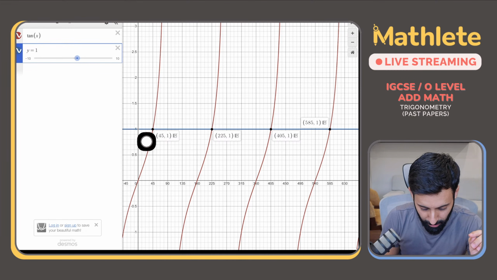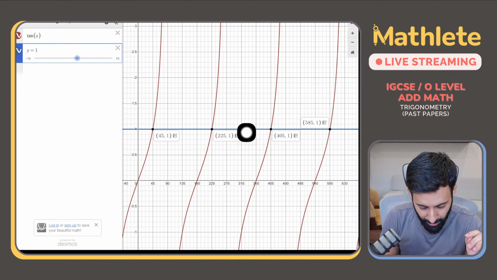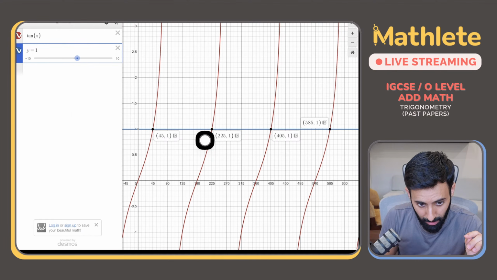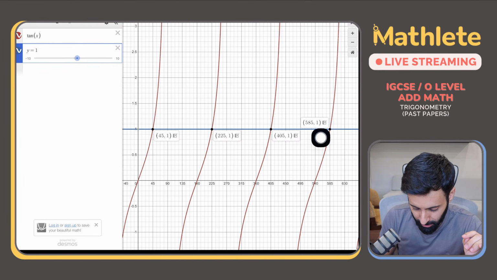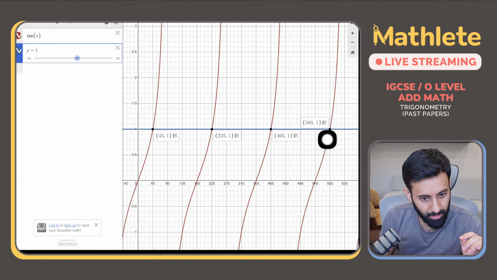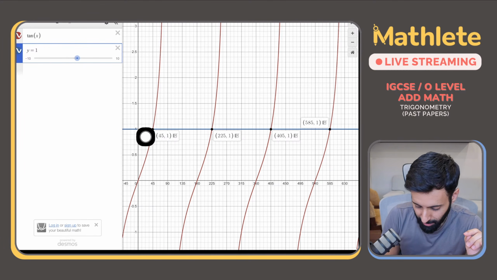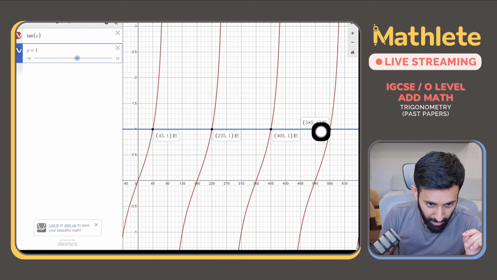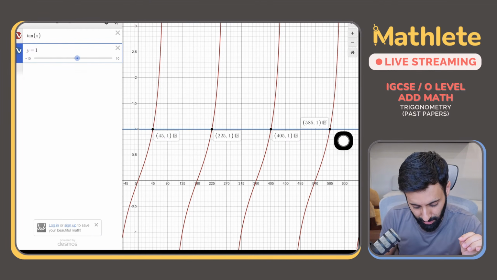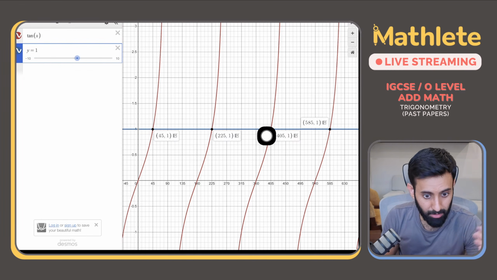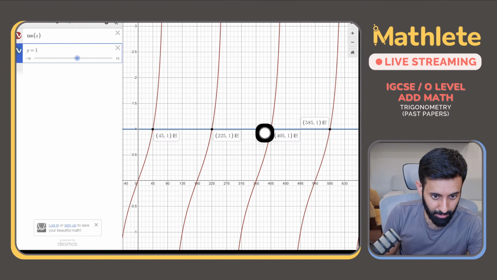How do we go from 45 to 405? We add 360. How do we go from 225 to 585? We add 360. So you take the solutions in the first cycle and you add 360 to both of them one by one to get the solutions in the next cycle. You can see it for yourself.